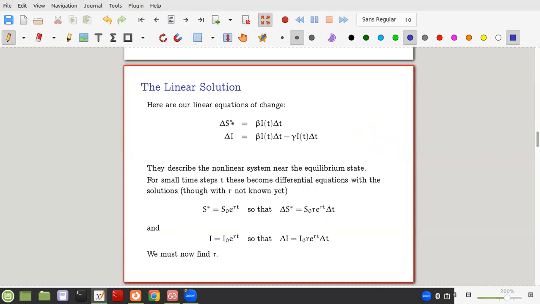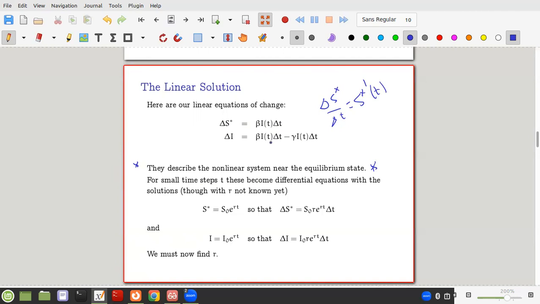Okay, so here are our linear equations, in which they describe a nonlinear system near the equilibrium state. So that's their context. For small time steps, these become differential equations, in the sense that you have delta S star over delta t becomes S star prime of t, the derivative, and this becomes the derivative also.